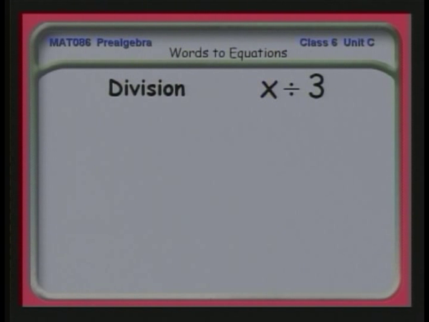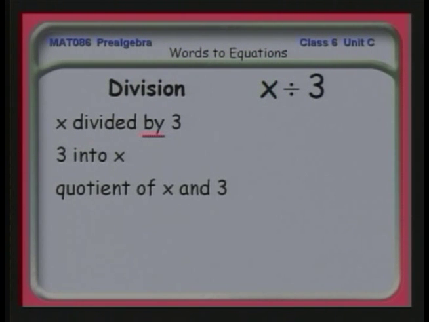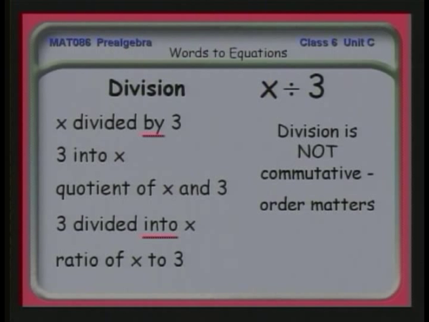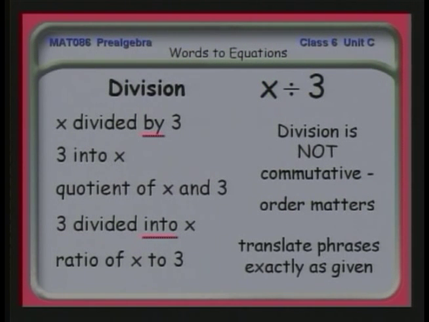Now, division is related to subtraction. So, of course, one way to translate this, the most direct way, is x divided by 3. 3 into x, the quotient. Quotient is what you get when you do a division, the quotient of x and 3. 3 divided into x, and the ratio of x to 3, and we'll be looking at ratios in a later chapter. You can't reverse the order. It matters. You have to translate these phrases exactly the way they're given.